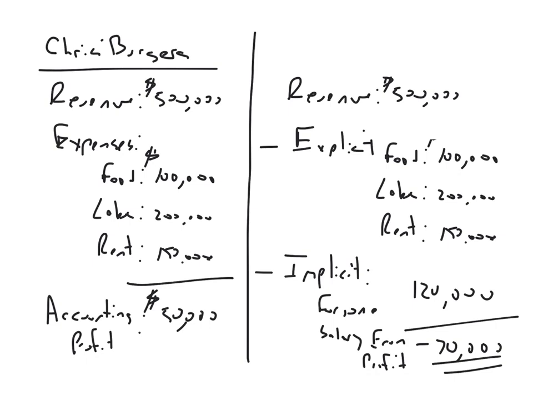Now, what does that mean? What does it mean when we say that a firm experiences an economic loss? Well, two things. One, we can interpret this as I made a bad decision. I should have stuck with my previous job. I would have been better off had I not opened the restaurant and continued to work in my previous job.